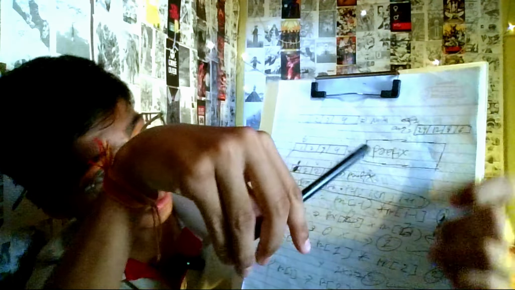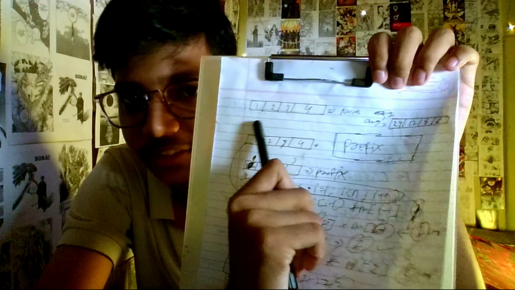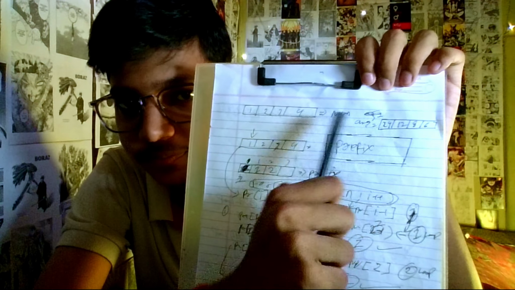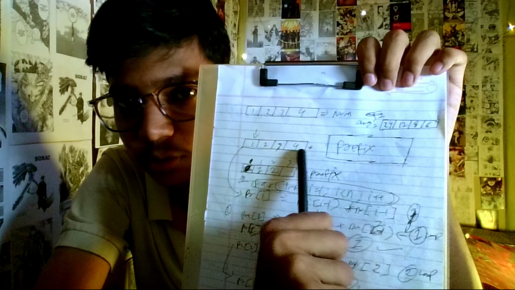Okay, so to solve this thing, what I actually did is basically this is our array, and this is our answer, and this is our actual prefix values. So how can we calculate a prefix value?